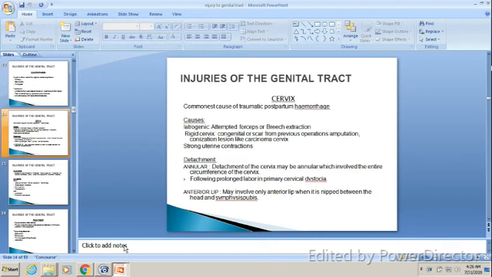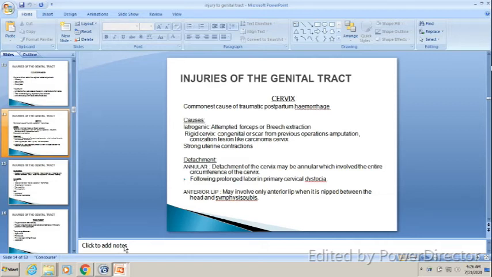Okay, what are the causes? Iatrogenic: attempted forceps or breech. It's very common in case of forceps or breech extraction. Why is it so common? Because sometimes, in a very hurry, doctor's tachycardia actually, when there is fetal distress and the cervix is fully dilated and you have to deliver the baby as early as possible, what will you do?